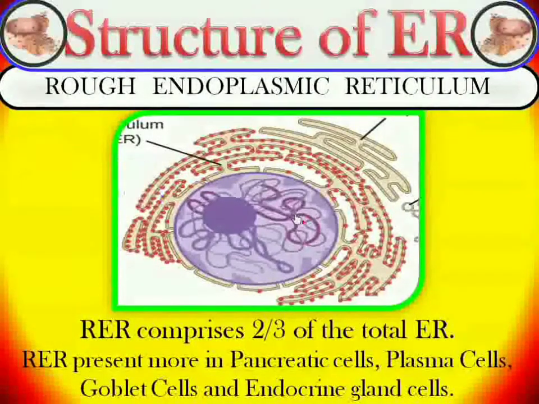So whenever you draw the diagram of a cell, you want to draw more rough endoplasmic reticulum than smooth endoplasmic reticulum. This rough endoplasmic reticulum is present more in pancreatic cells, plasma cells, goblet cells and endocrine gland cells. Of course, rough endoplasmic reticulum is present in all cells, but it is more in the cells which are involved in protein synthesis. So this is the story of rough endoplasmic reticulum.